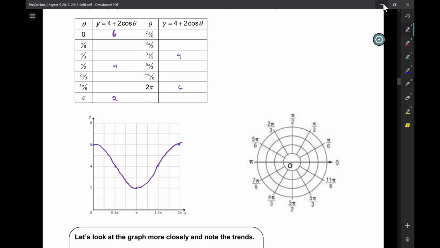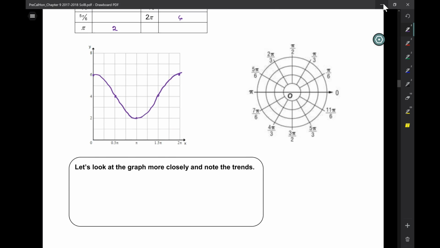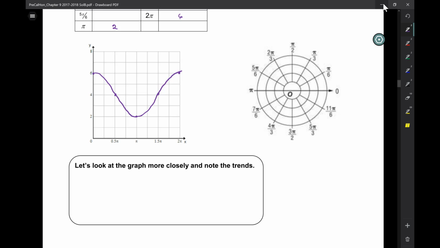All right, let's take a look at what's happening. Let's look at some trends now. So at theta equals 0, you have a maximum radius, because the graph is farthest from the x-axis. Maximum radius of how much?